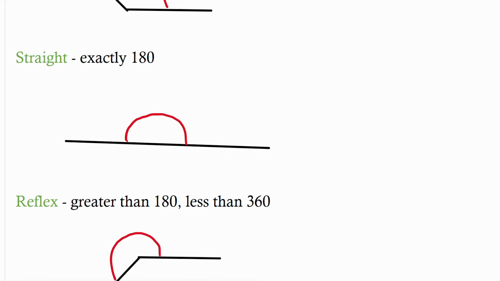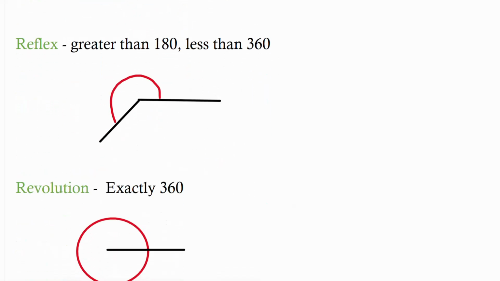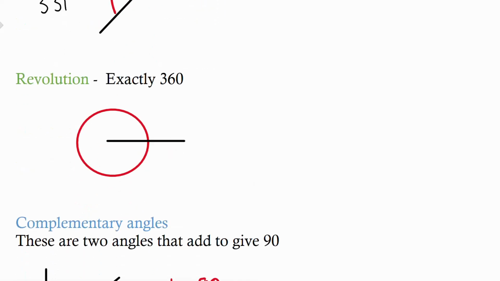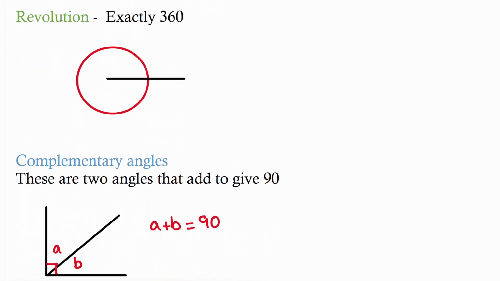Now, a straight angle is 180 degrees. It forms a straight line. A reflex is greater than 180 but less than 360, so 242, 331, they're all reflex angles. And lastly, we have a revolution, which is exactly 360. It's a full circle.